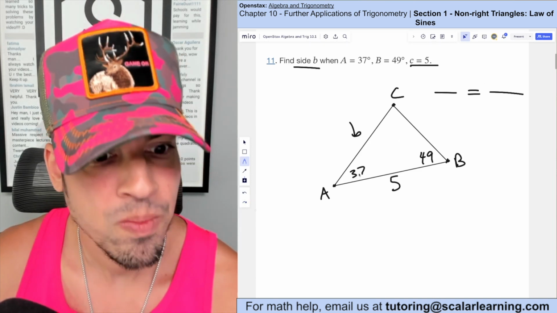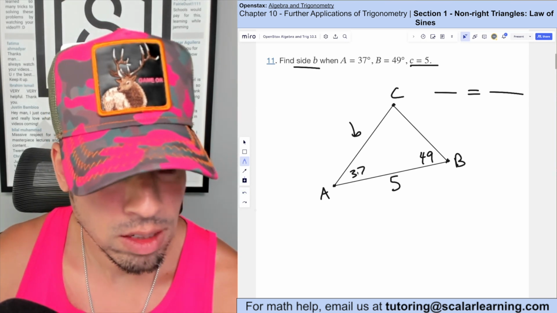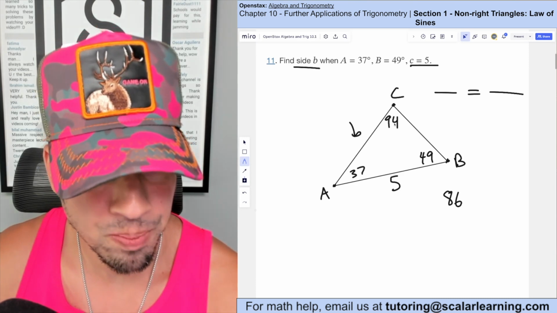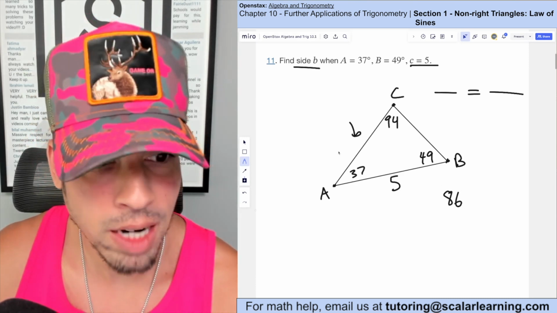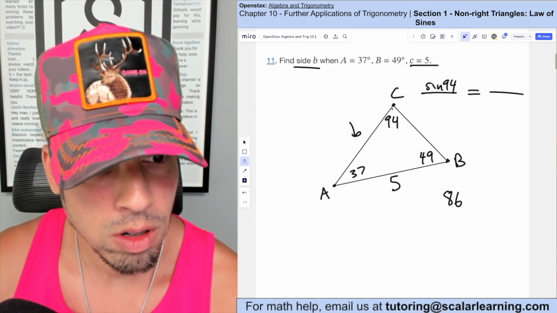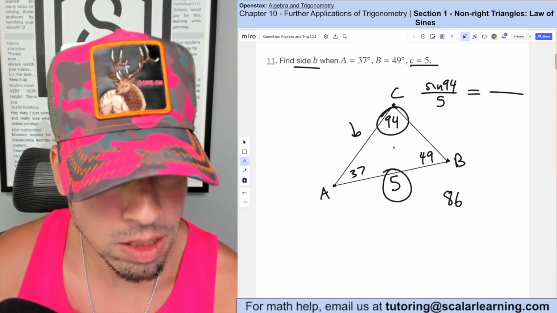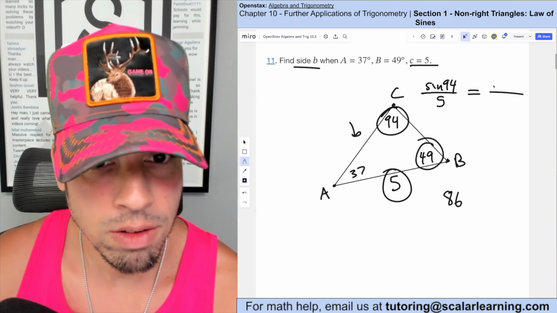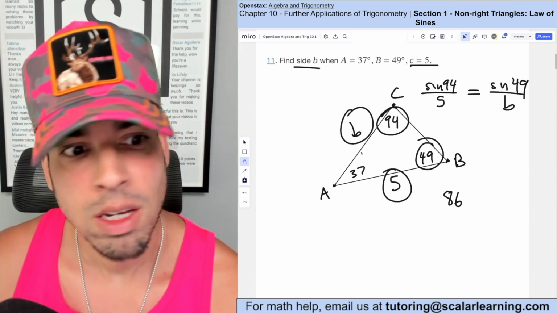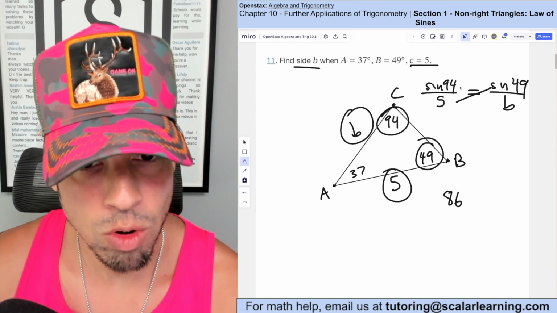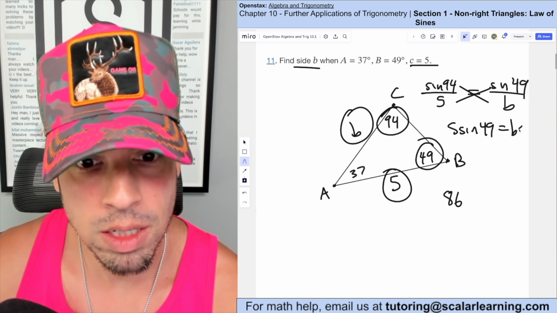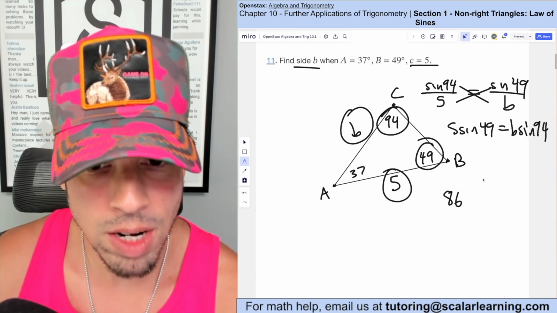And I can figure that out using the 180 sum theorem, right? Triangle angle sum theorem. So all three angles must add up to 180, and since 37 plus 49 is 86, this must be 94, because 94 plus 86 gets us back to that 180. Now I can set this up. So I got sine of 94 over 5, because that's the opposite side, is equal to sine of 49 over B. And again, I have to choose 49 because it's opposite the side that we're trying to find.